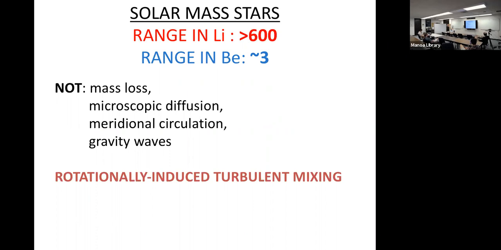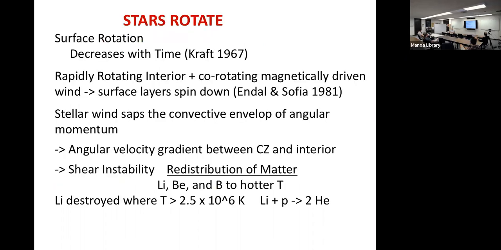And from all kinds of other work, we know that this isn't due to mass loss, it's not due to microscopic diffusion, it's not due to meridional circulation, it's not due to gravity waves. And the theory is that it's due to rotationally induced mixing caused by turbulence. And here's some of the understanding of that.